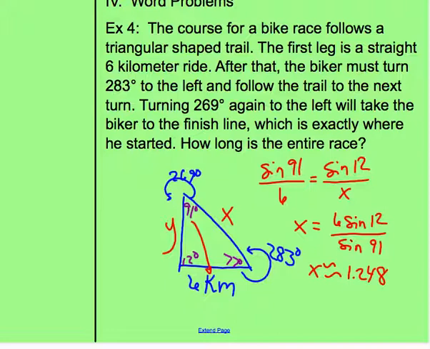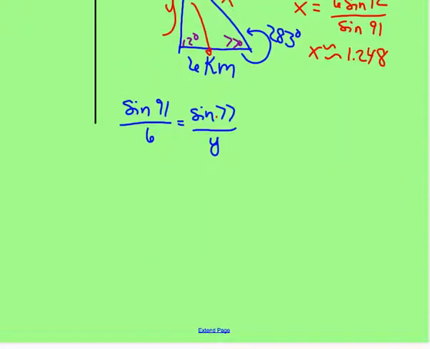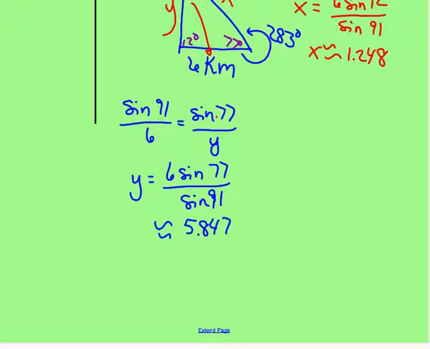Same setup to solve for y. So I am going to use sine of 91 over 6 again because there was no rounding for that one. Equals sine of 77 over y. Cross multiplying and dividing. Y is 6 times the sine of 77 over the sine of 91, or approximately 5.847. So the question was, how long is the entire trail?